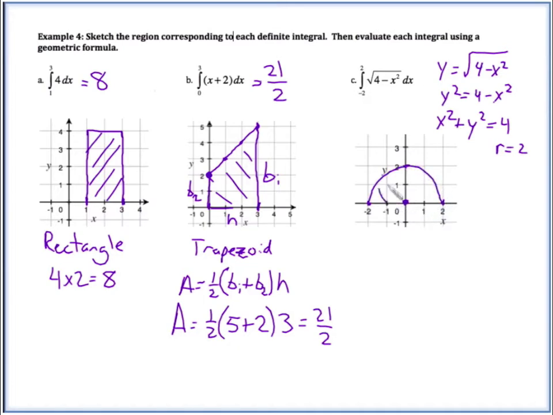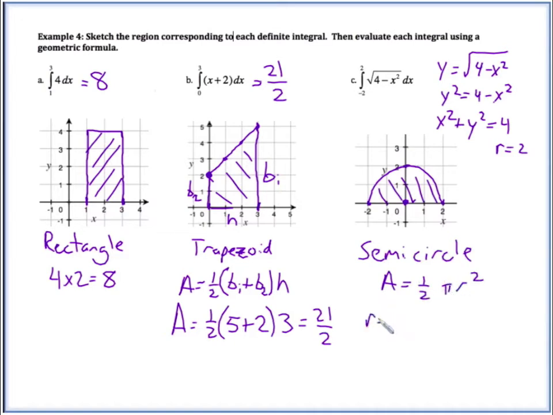Okay, so we're going to try to find this area. Well, this is a semicircle, so your area is going to be 1/2 times pi r squared. So it's half the area of a circle.